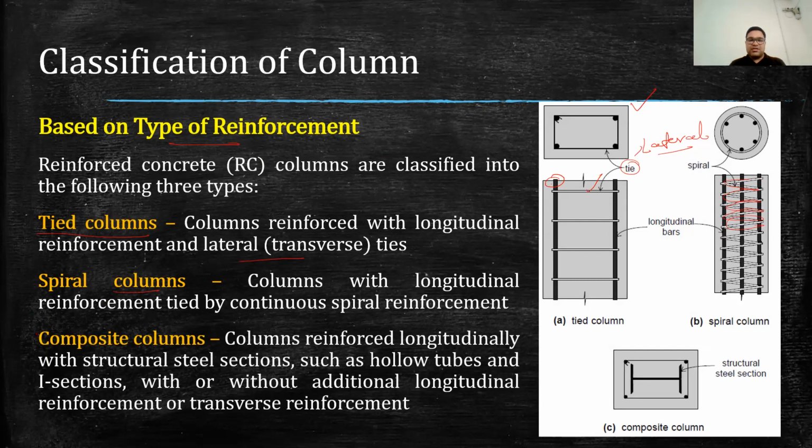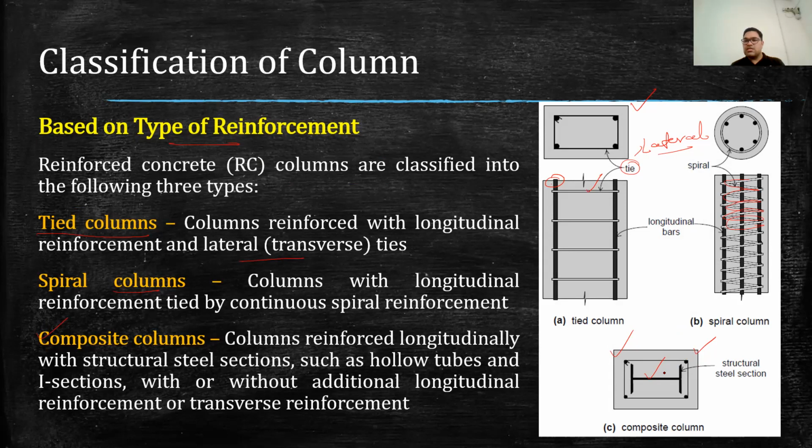Then we have the third type, which is called composite column. Now, composite columns are similar to reinforced column, but in this we add some steel sections also. We generally do this when we have space or size constraints and very high load. In that case we can use this kind of column, or this kind of column is used also in other conditions, such as when we require fire resistance for the steel structures.